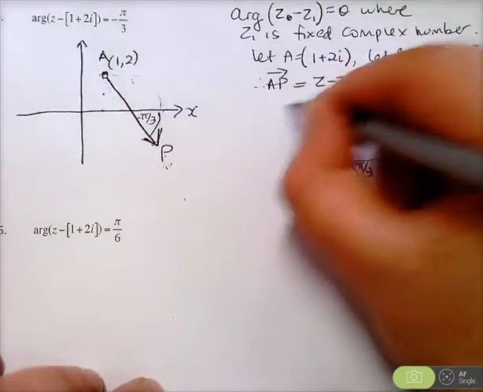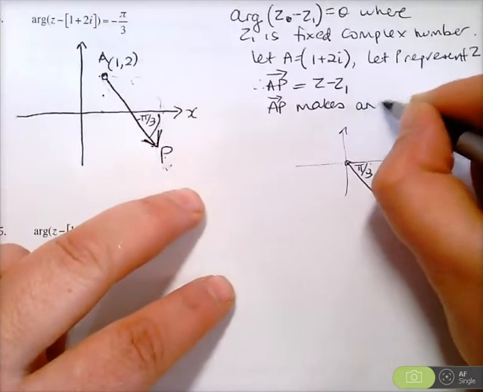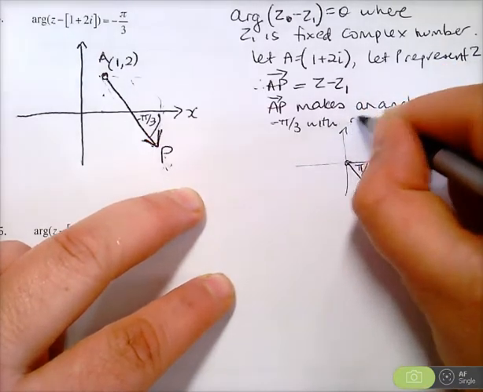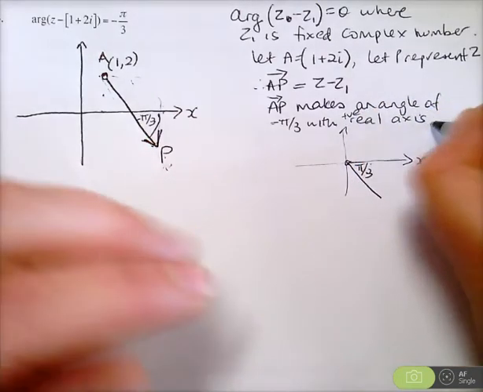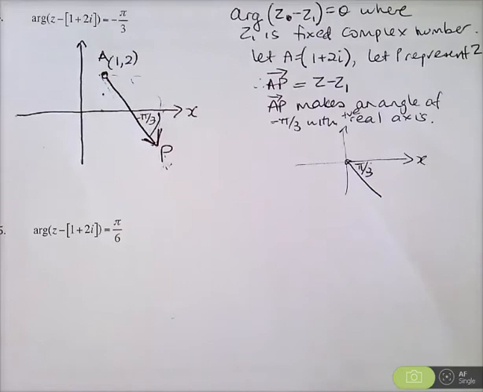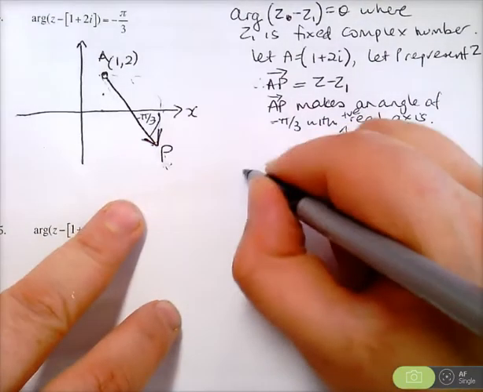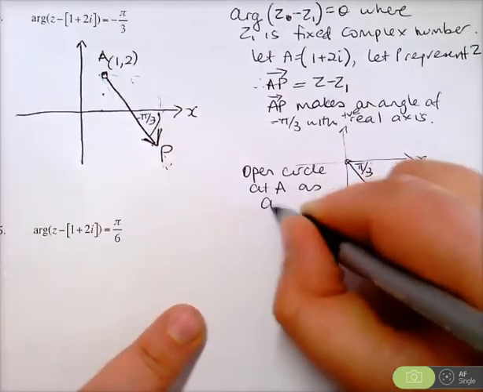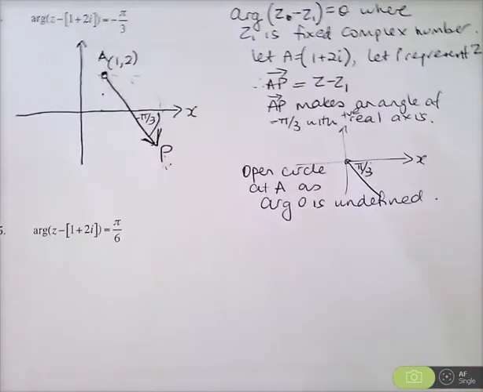We know that AP makes an angle of negative 60, an angle of minus pi on 3, with the positive real axis. It's not going in the positive direction, it's actually going in the negative direction, but it's with the positive real axis. This is the positive real axis. Remember, open circle at A as arg of 0 is undefined. Got it? Goes like that.